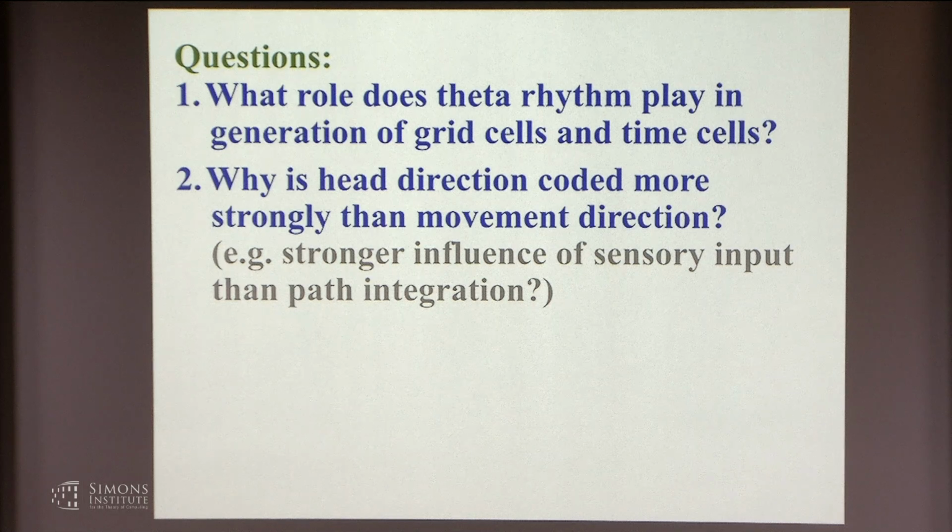All right, so this raises these interesting questions. What's the role of theta rhythm in the generation of grid cells and time cells, and why is head direction coded more strongly than movement direction? And in some ways it might seem obvious that maybe it's because sensory input is more important for coding of grid cells than path integration is.